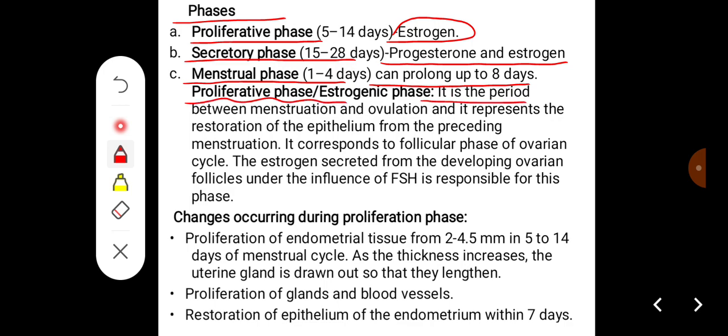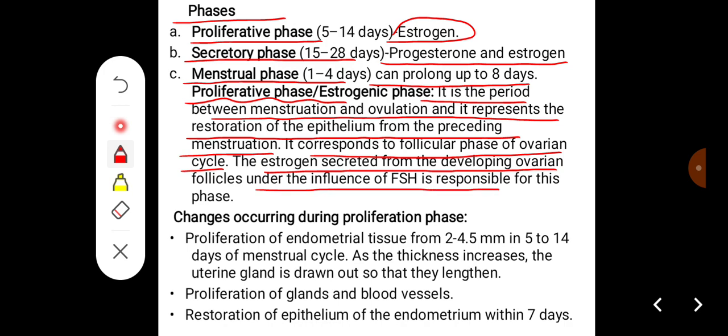Proliferative stage or estrogenic phase. It is the period between the menstruation and the ovulation, and it represents the restoration of the epithelium from the preceding menstruation. It corresponds to the follicular phase of the ovarian cycle. The estrogen secreted from the developing ovarian follicles under the influence of FSH is responsible for this phase. The changes that occur during the proliferative phase are proliferation of endometrial tissue from 2 mm to 4.5 mm in the 5th to 14th days of the menstrual cycle.